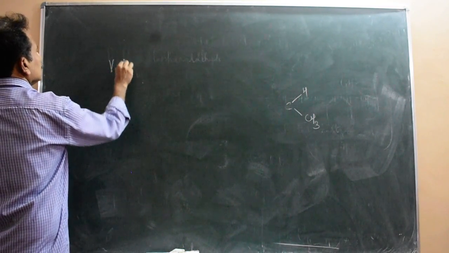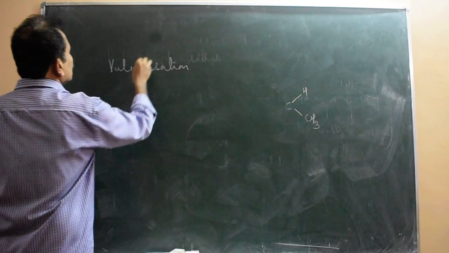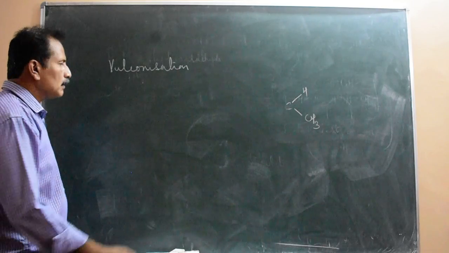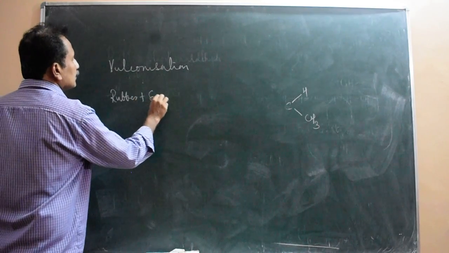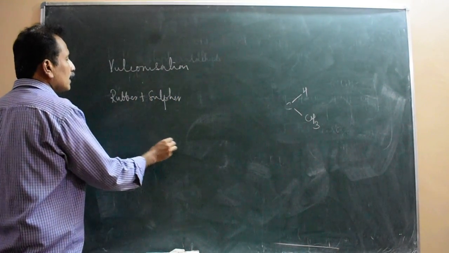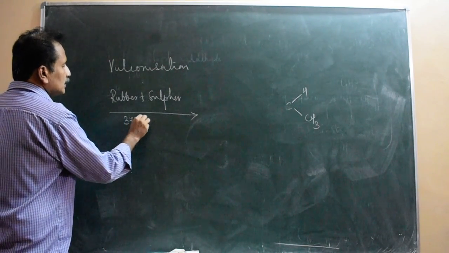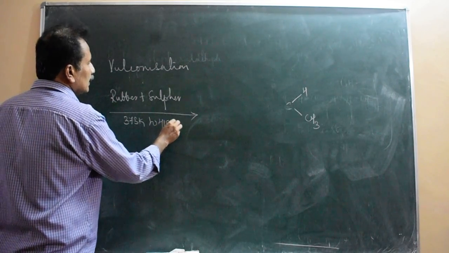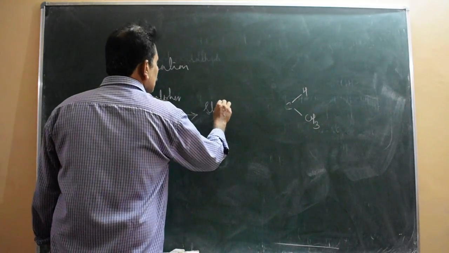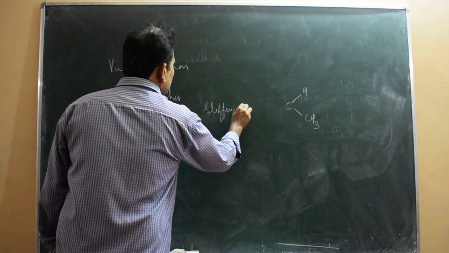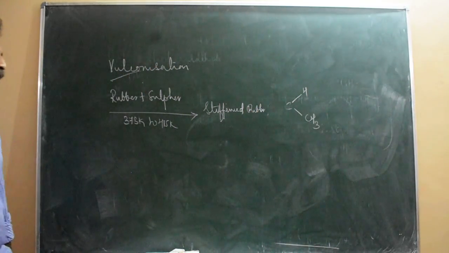So, vulcanization. What is vulcanization? It is nothing but rubber plus sulfur, heated to around 373 Kelvin to 415 Kelvin. So what happens? You get stiffened rubber. And the process of doing this is called vulcanization.